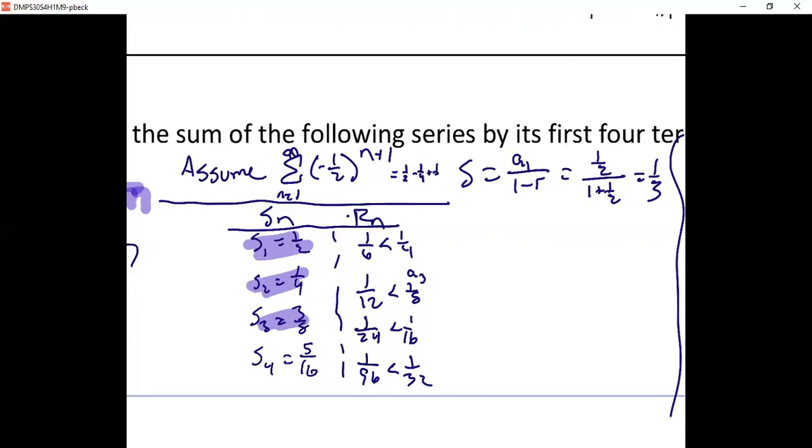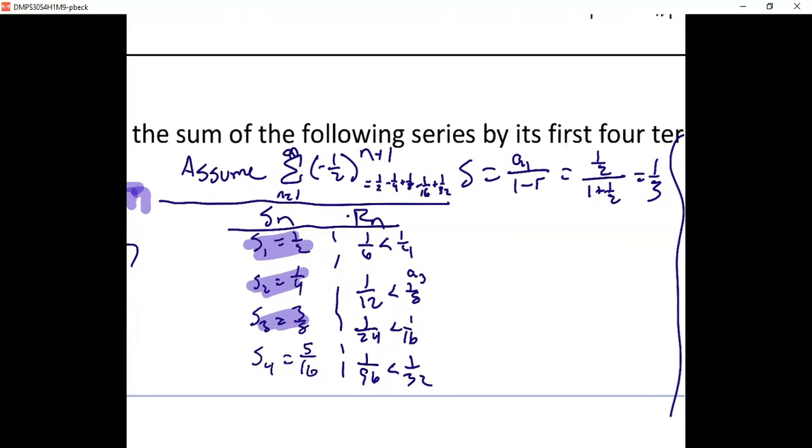Third term is a positive 1/8. Fourth term is a negative 1/16. So that's my series written out, or at least the beginning of the series: 1/2 minus 1/4 plus 1/8 minus 1/16 plus 1/32, and so on.